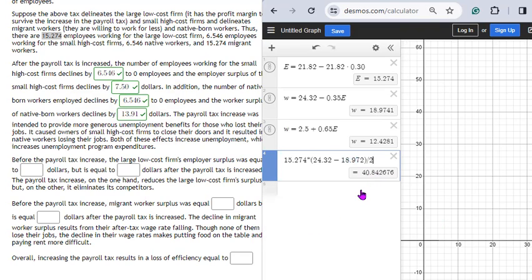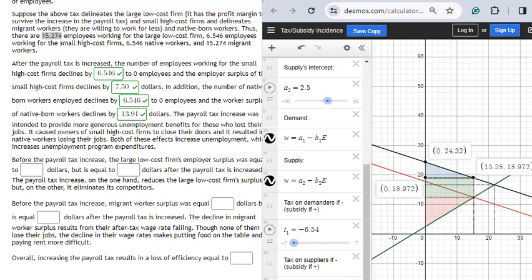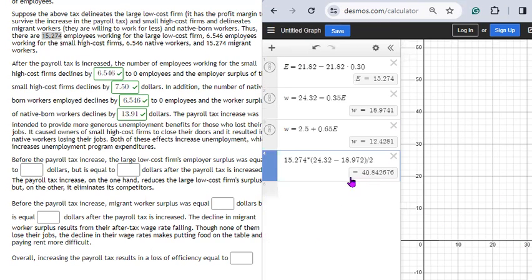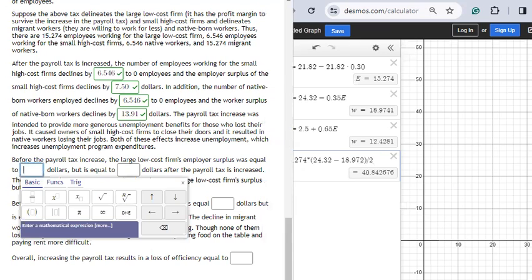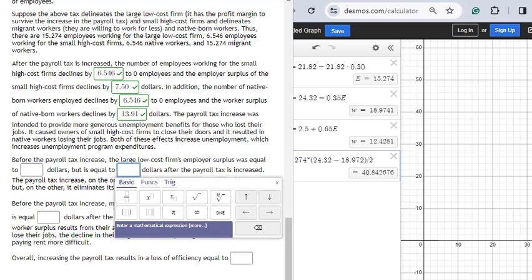Okay, so the firm surplus after the tax is imposed that accrues to the large low-cost firms is this blue triangle, right? And that's 40.84. Again, that's in millions of dollars if we're talking about millions of employees, right? It's this one here. It's the second one.